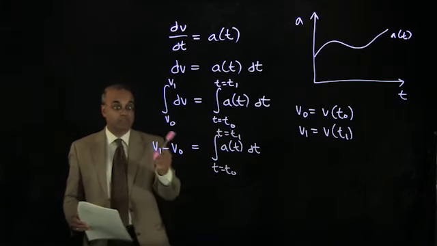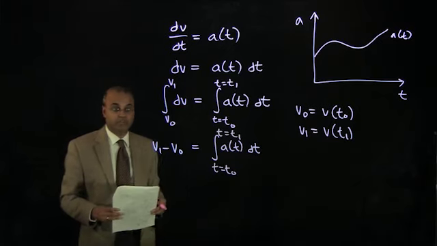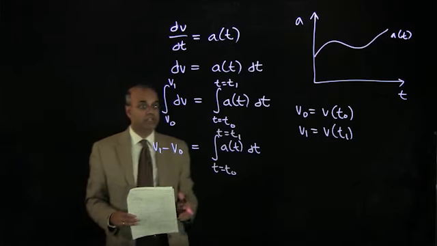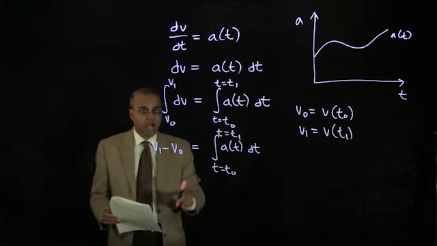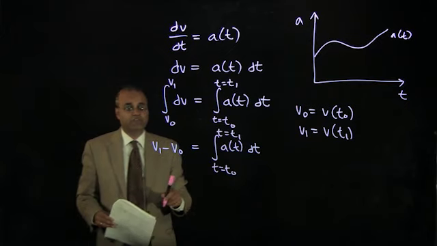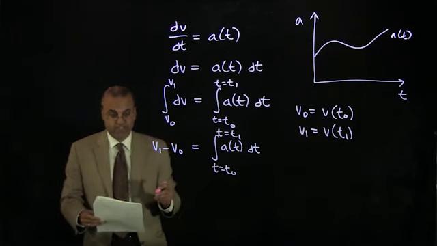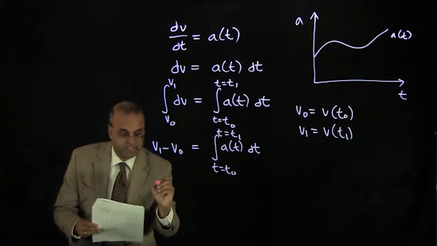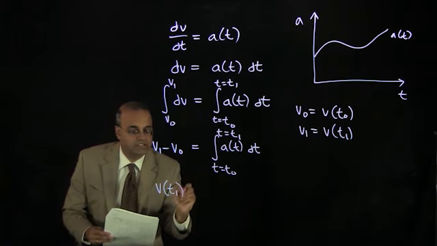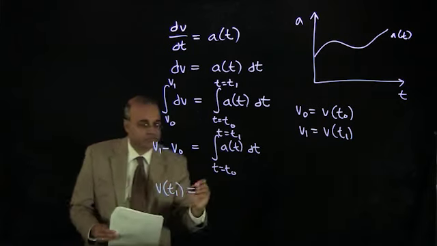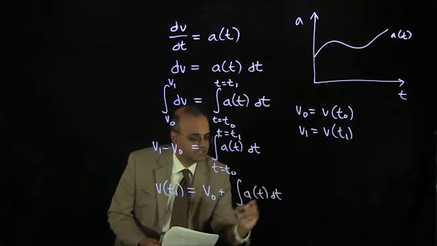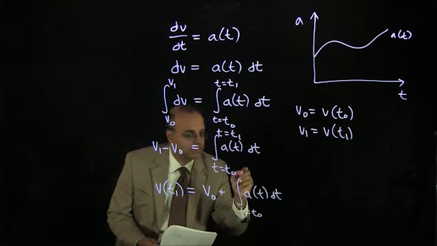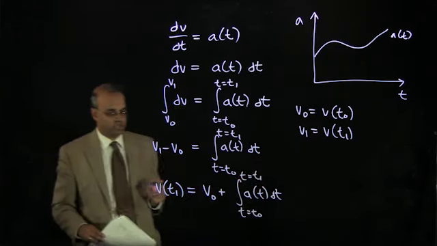So again, this shows us that the change in the velocity from time t0 to a later time t1 is equal to the definite integral of a of t over that interval. I can rewrite this in terms of what the velocity is at some later time t1 by writing the velocity at t1 is equal to v naught plus the integral of a of t dt from t equals t naught to t equals t1.